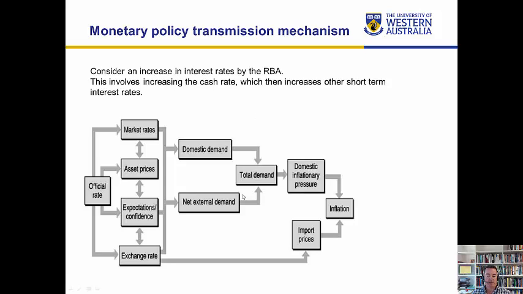Both domestic demand and external demand feed into total demand, and changes in total demand, which is just aggregate demand, affect domestic inflationary pressures. The exchange rate, so if we lower the cash rate, the exchange rate falls, that will also feed through to an increase in import prices, and that'll affect inflation too. So this diagram here, this is the full monetary policy transmission mechanism, and you need to understand that and be able to talk about it.